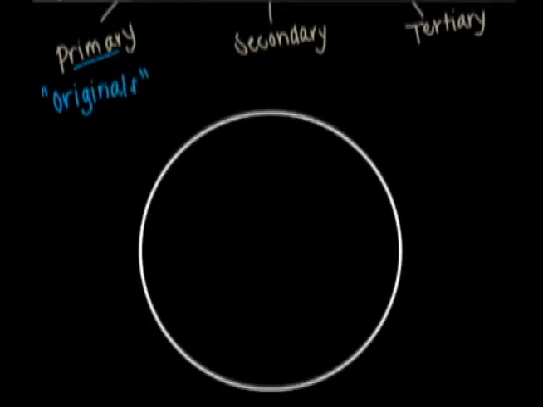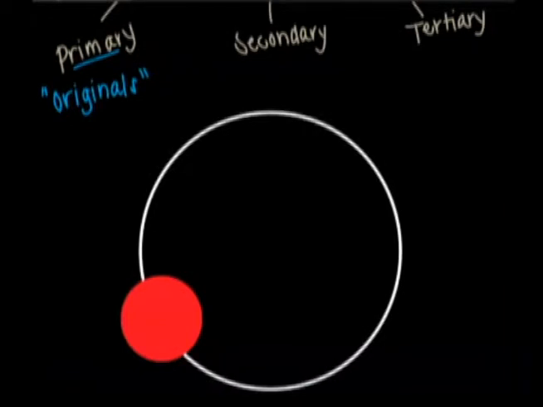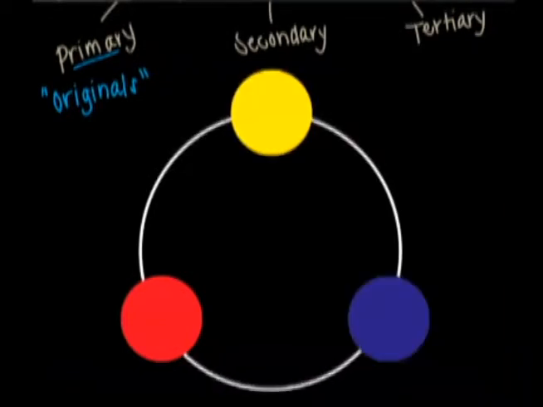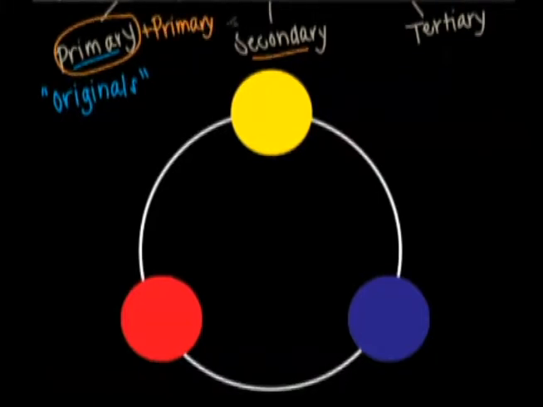Now, the primary colors are the first group, and you can't mix anything to make these colors. These guys are red, yellow, and blue. The next group are called your secondary colors. And to get a secondary color, you add a primary plus a primary, and that gives you your secondary.